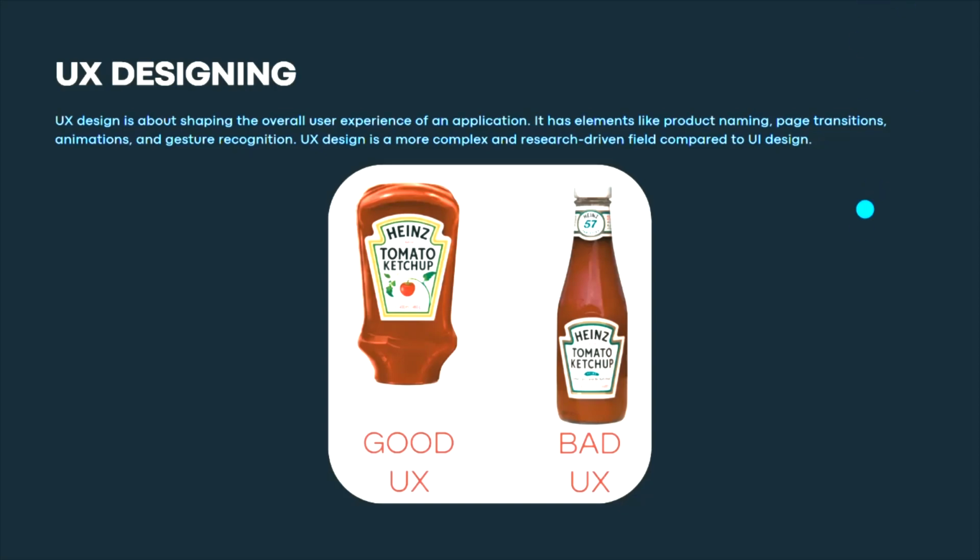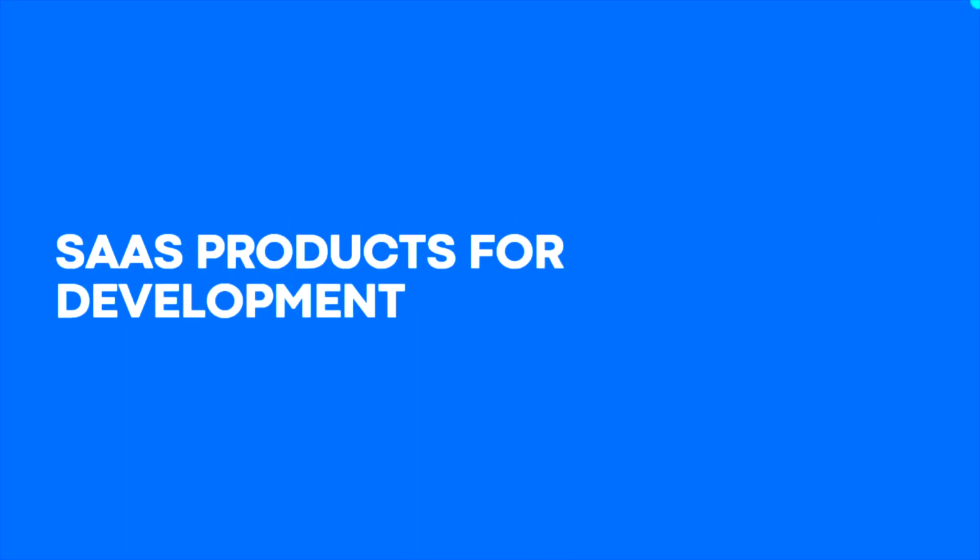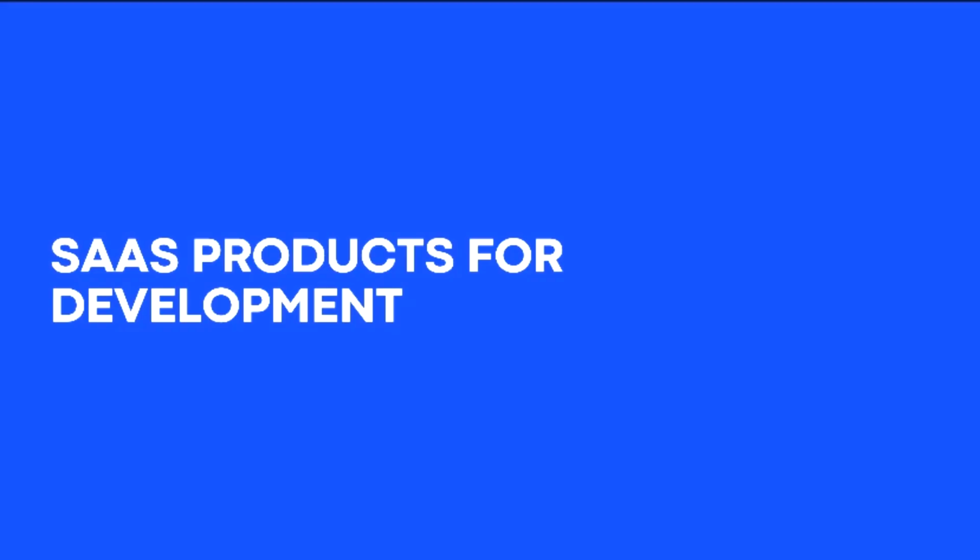So now let's go ahead and discuss SaaS products. Let's move on to SaaS products for software development. SaaS tools streamline development by offering pre-built functionalities and resources and helping developers to accelerate projects, increase efficiency, and lower the development overhead.